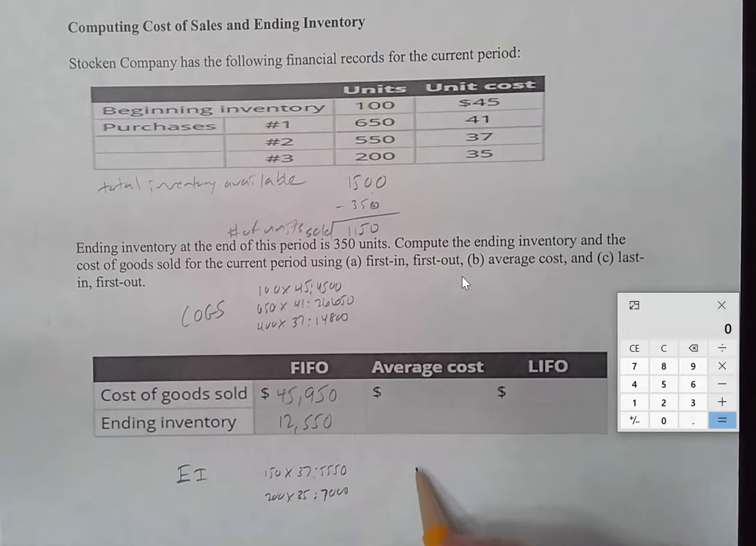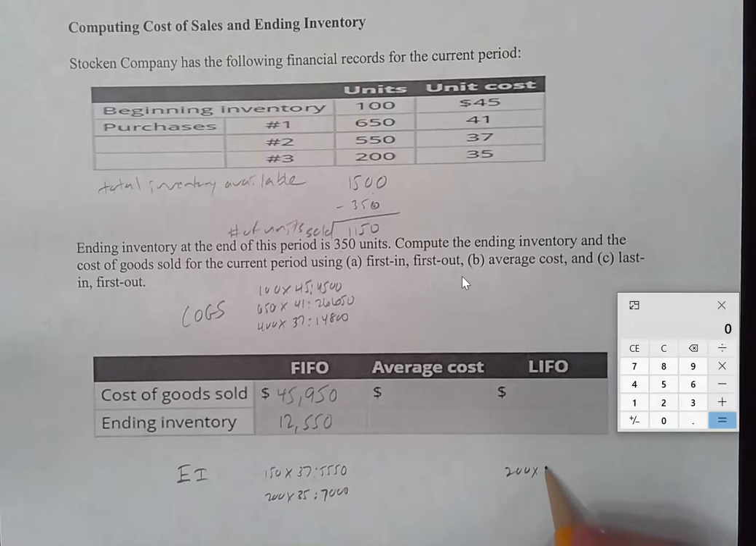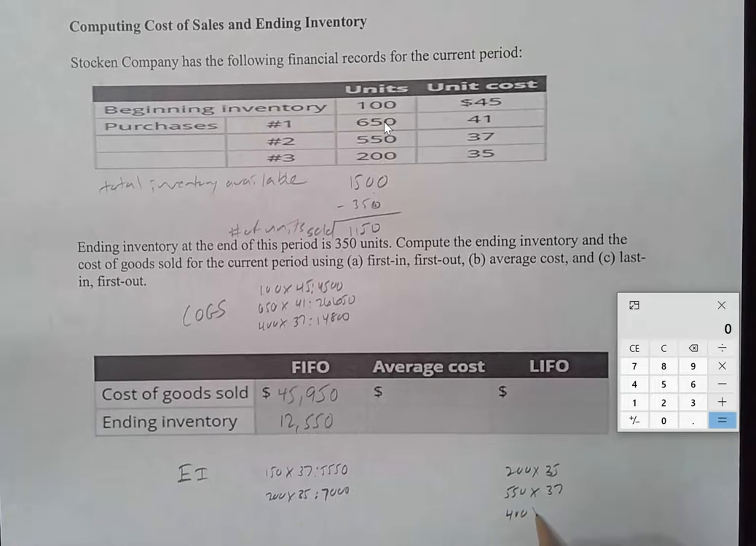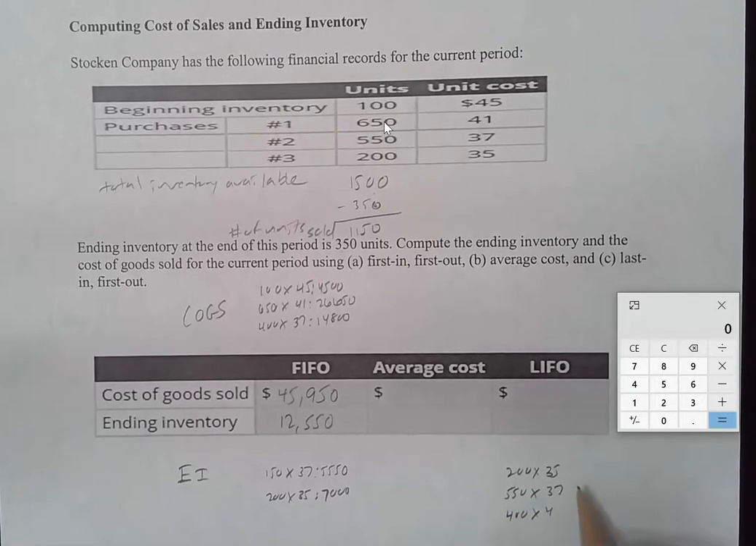So for cost of goods sold under LIFO, we're going to take 200 times 35, and we're also going to take 550 times 37. And 200 and 550 is 750. So we're also going to need 400 of these units right here to establish our cost of goods sold. So 400 times 41.